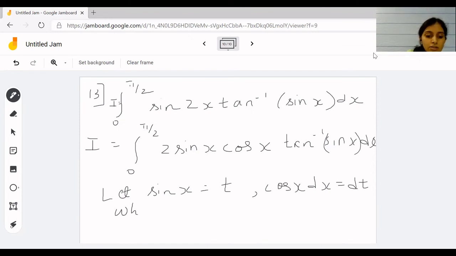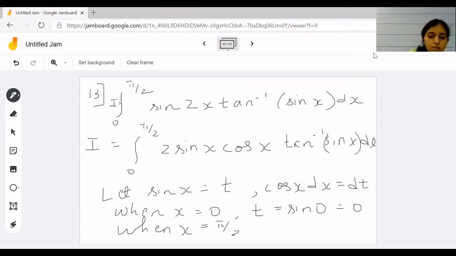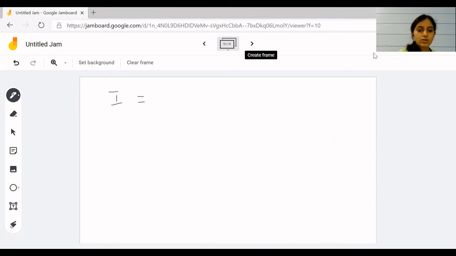When x is equal to 0, t will be equal to sin 0, that is 0. And when x is equal to pi by 2, t is equal to sin pi by 2, that is 1. So our lower limit is 0 and upper limit is 1. Let us do the substitutions. I will be equal to integral 0 to 1 tan inverse of t, and it will be 2t dt.